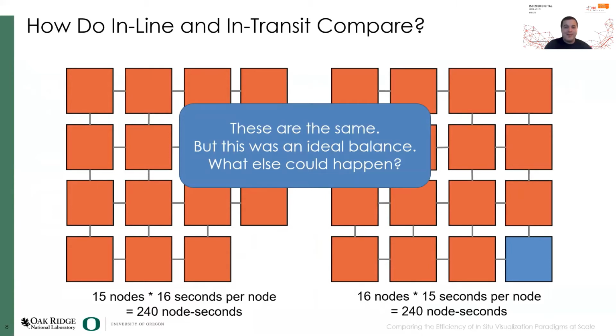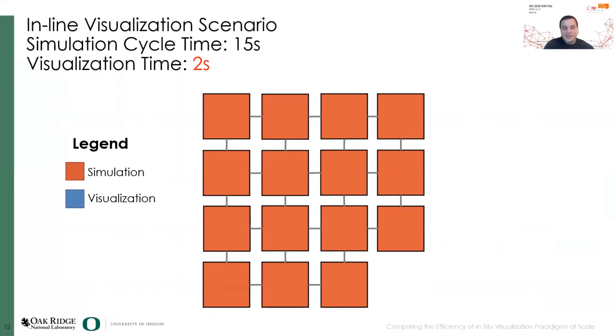So what else could happen? We have the same inline visualization scenario again, with a 15 second simulation cycle time. But what happens if our visualization time is doubled? In this case, the simulation runs for 15 seconds, pauses, and the visualization runs for 2 seconds.